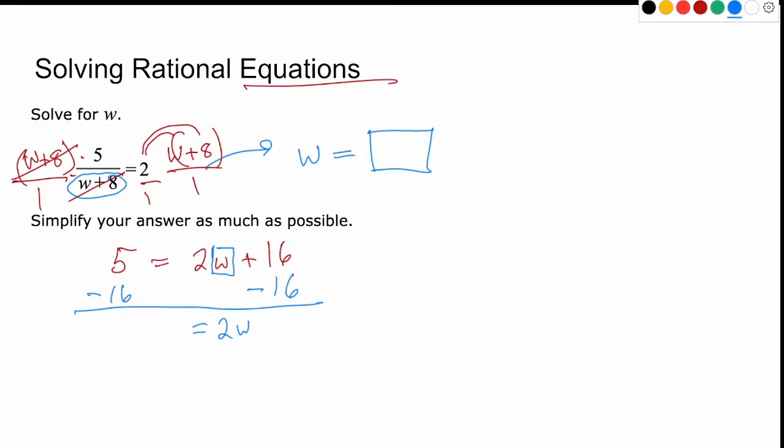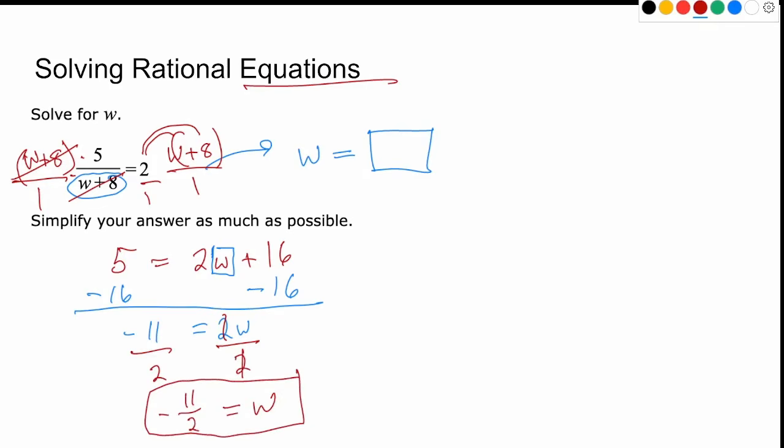And then we're going to take care of the 2, but we're not going to multiply by 2, we will divide by 2. Anyway, 5 and negative 16 is going to give us negative 11. And so then now we're going to divide both sides by 2, or multiply by 1/2, however you want to think of it. But 2 divided by 2 is 1, so that gives us just our w. And then negative 11/2, that doesn't reduce down any further. That is our answer. We could write it as a decimal, negative 5.5, but that's solving a rational equation.